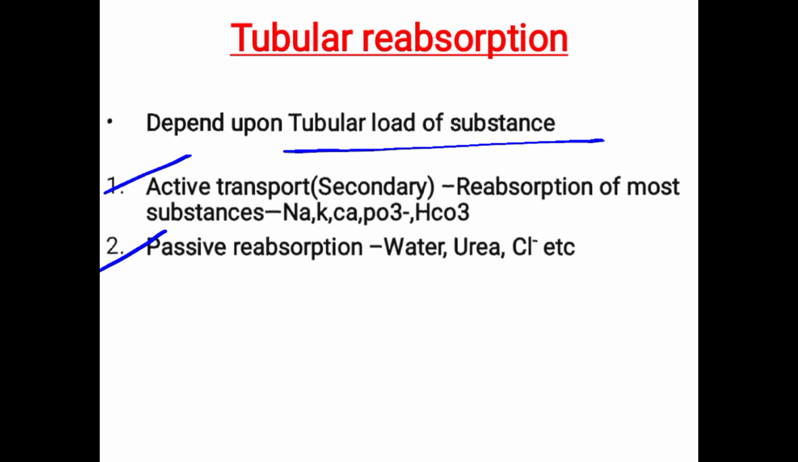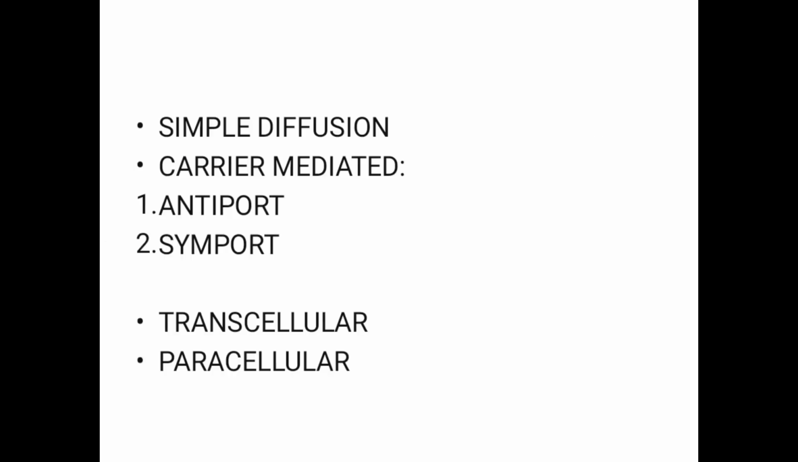So next is the passive transport. Passive transport is without the expenditure of energy. Passively the substances move from higher concentration to lower concentration. So through passive transport, water, urea and chloride are transported in the renal tubules. Apart from that, simple diffusion can also be seen.